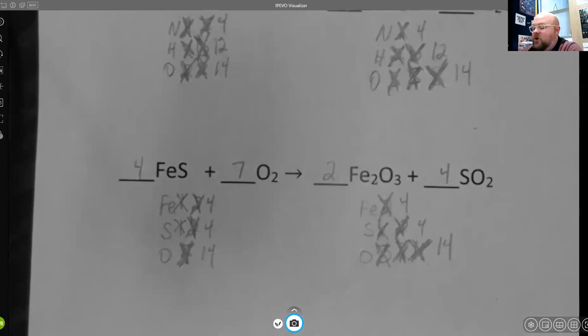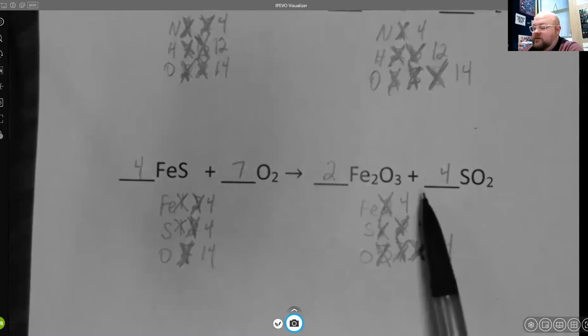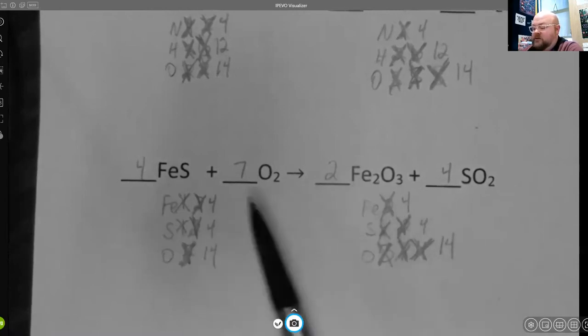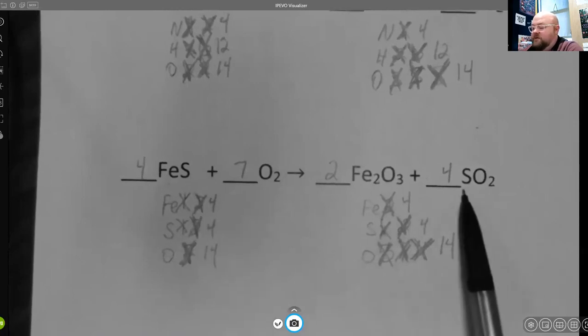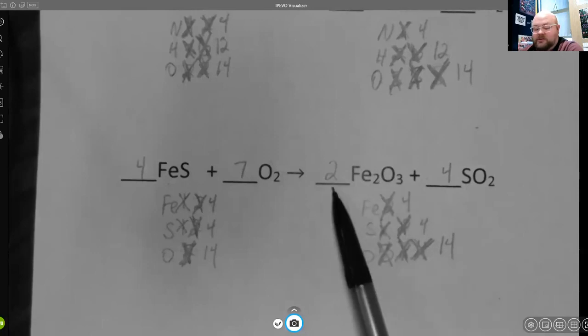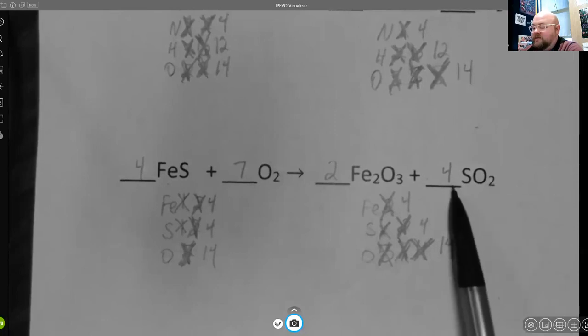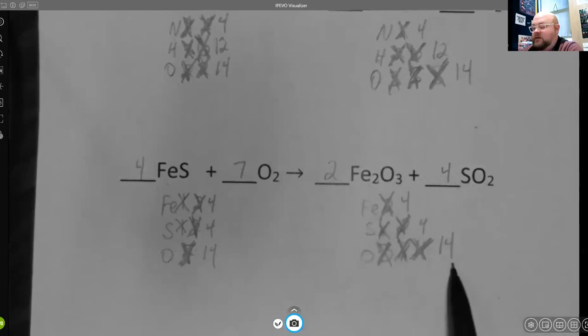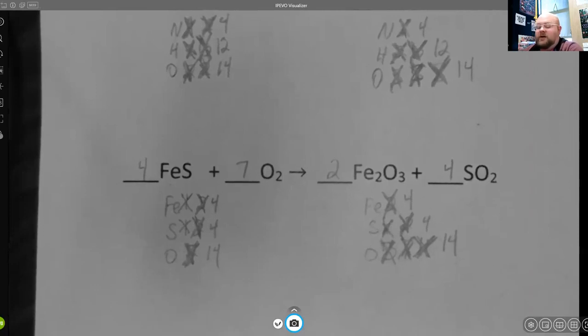Now I should be able to count all this out and everything equals 4, 4, 14, 4, 4, 14. So 4 irons, 4 irons, 4 sulfurs, 4 sulfurs, and 3 times 2 is 6, and 2 times 4 is 8. 6 plus 8 is 14. 7 times 2 is 14. So that one is worked out now as well.